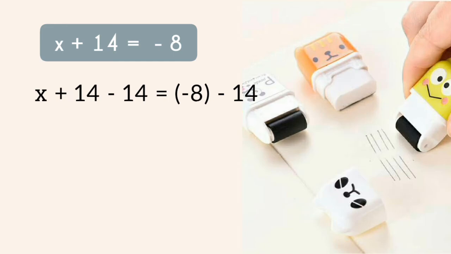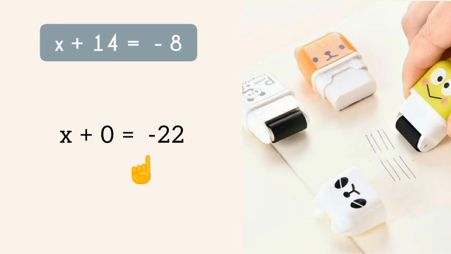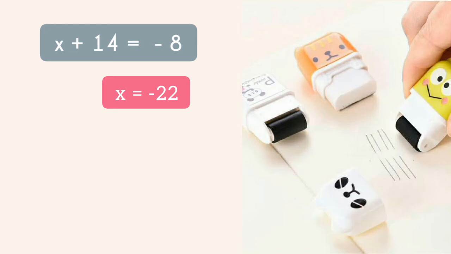Then after that we have to first solve the numerical statement without touching the x variable. Then 14 minus 14 will become 0, and on the right hand side the minus minus will become addition, and we add the numbers and we put the bigger number's sign, that is minus. So this is the simplest form of the expression. Here we simply remove the 0 and the value of x is minus 22.